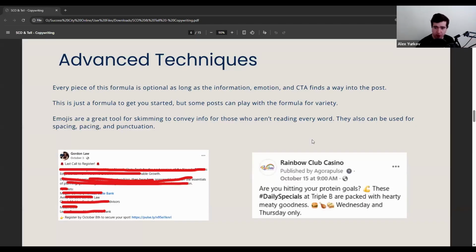But there's a Rainbow Club post over here. The emojis kind of divided the hook and the call to action. And then also at a glance, you can see what kind of foods they were offering that day, right? It's a menu, so it's just a wall of text. People could see quickly, oh, there's a burger, there's a sandwich, and so on.